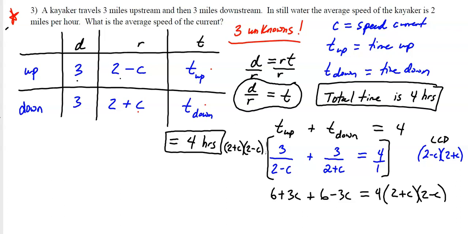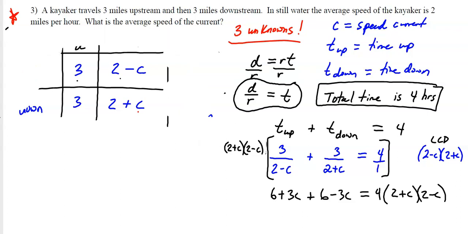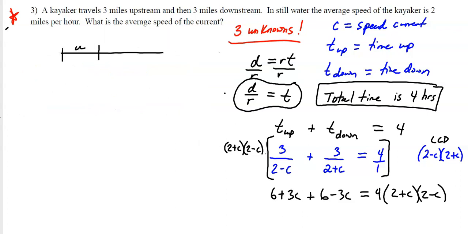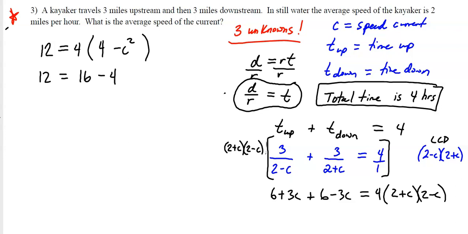So let's clean up that equation. I'm actually going to move over here where I have a little bit more room. Get rid of our chart. So getting rid of the chart and tightening this up, I have 12 equals 4 times, well, when I multiply that out, that's 4 minus c squared. So that's going to be 12 equals 16 minus 4c squared.